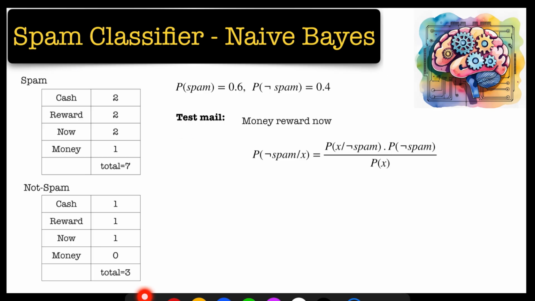Earlier we had the test mail with the word "cash reward". Now we have changed the test mail to "money reward now". And this word "money" is not present for the not spam class. Now let's see how the calculation goes.